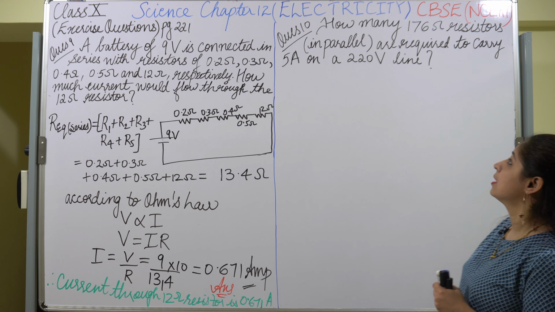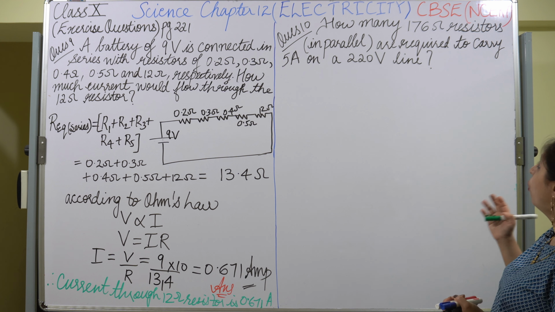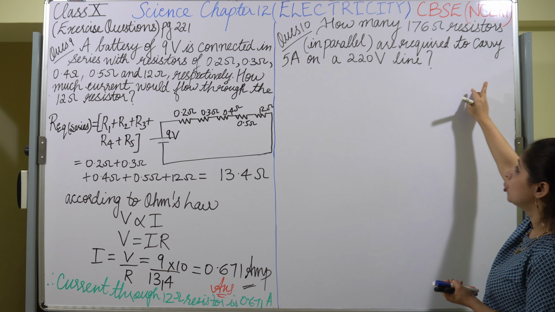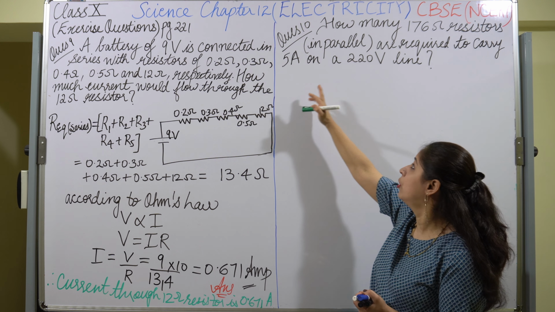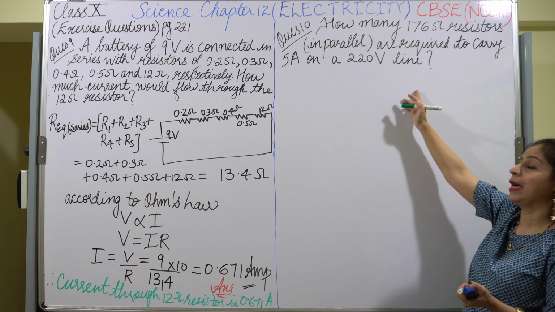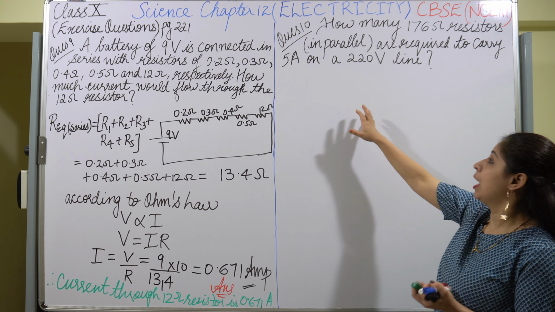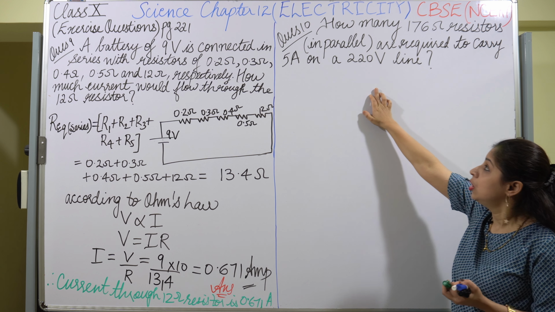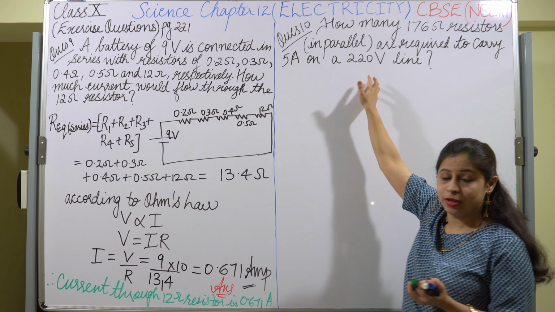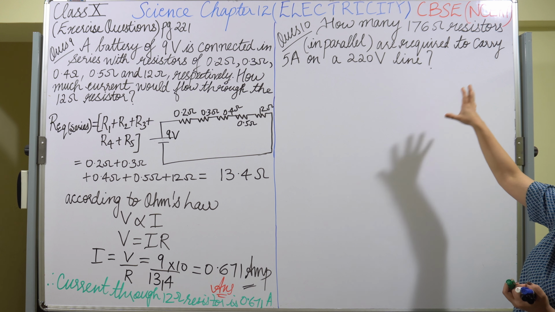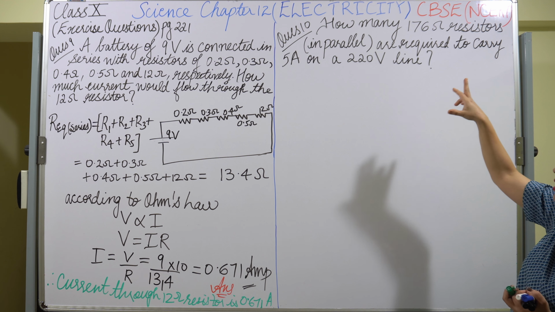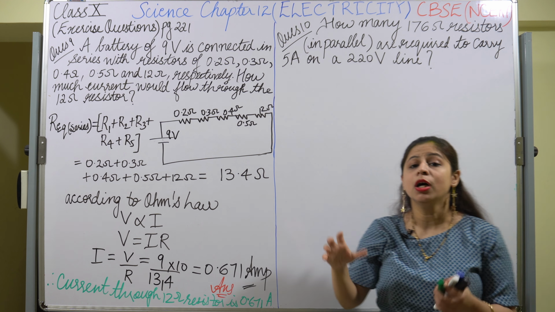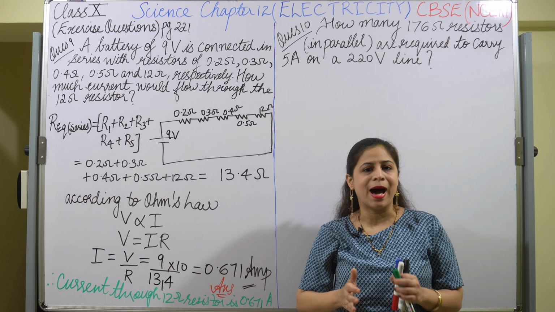Question number 10 says, how many 176 ohm resistors in parallel are required to carry 5 ampere on a 220 volt line? Okay. So we have been given the current value, we have been given the voltage value, and it is asked how many resistors of 176 ohm. We have the resistor of 176 ohm, but they need to be connected in parallel.